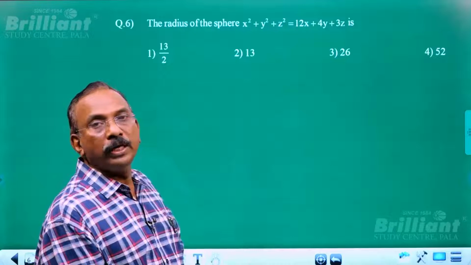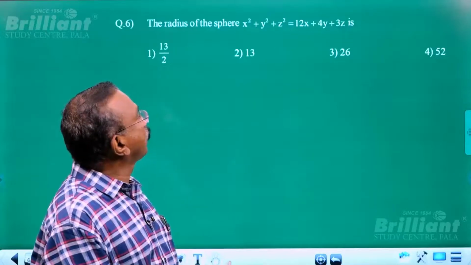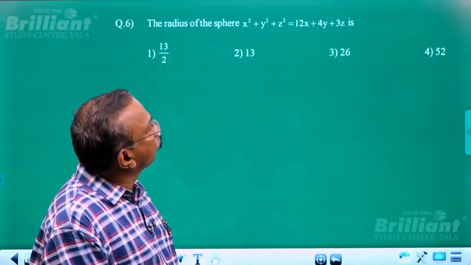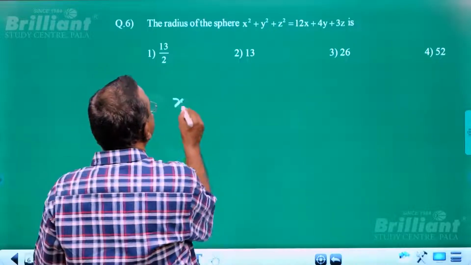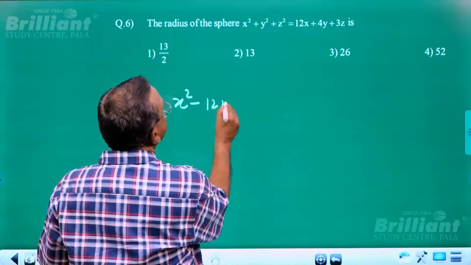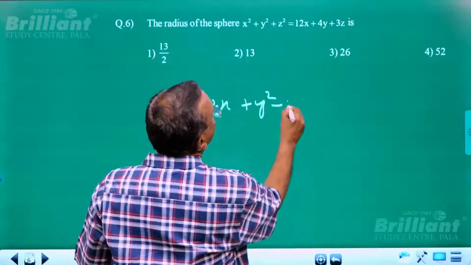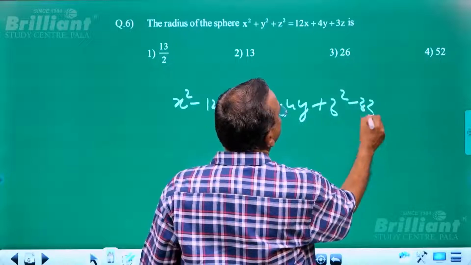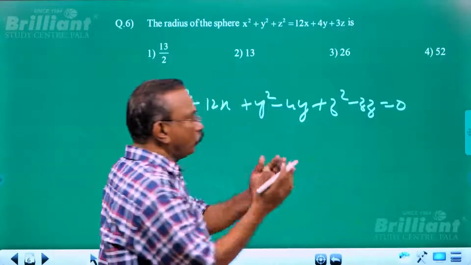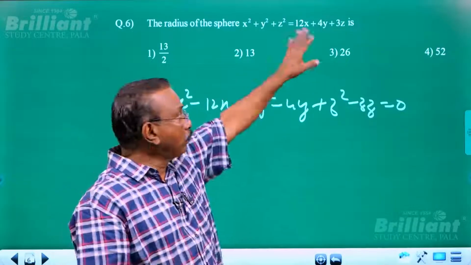You want to find the radius of the sphere. x squared plus y squared plus z squared equals 12x plus 4y plus 3z. So you can choose to write the left side in the form x squared minus 12x plus y squared minus 4y plus z squared minus 3z is equal to 0. I moved all the right-side values to the left side.